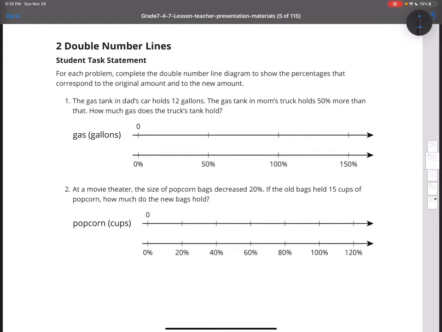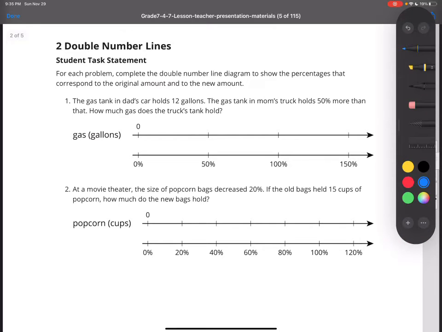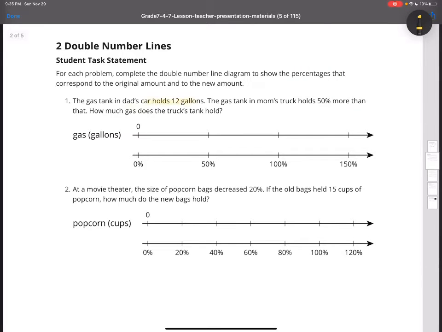It says the gas tank in Dad's car holds 12 gallons. The gas tank in Mom's truck holds 50% more than that. How much gas does that truck hold? Okay, so we need to do some quick annotations. All right. So Dad's truck holds 12 gallons. All right. Mom's truck holds 50% more than that. So it says how much gas does the gas tank hold?